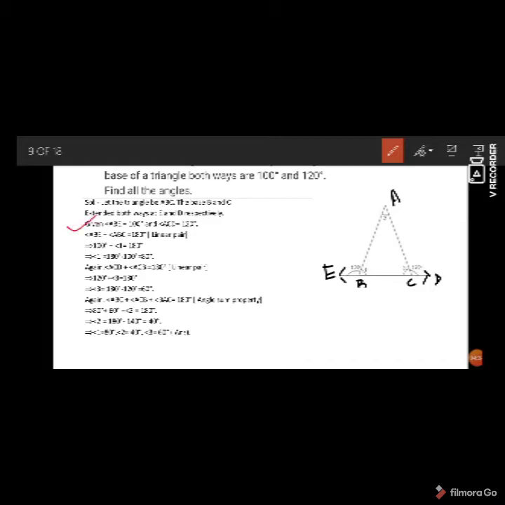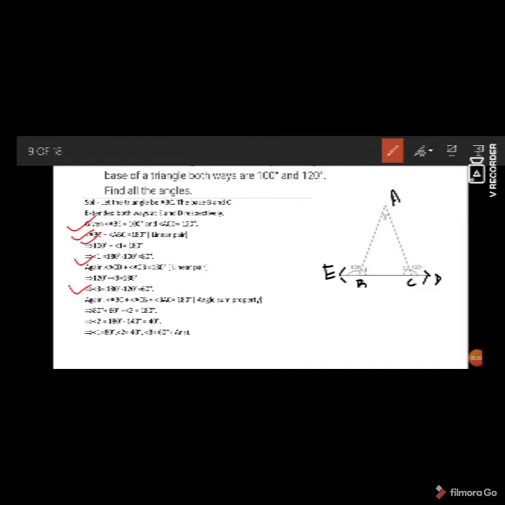ABE is 100 degree and ACD is 120 degree. At the point B, ABE and ABC together is 180 degree. So 100 plus angle 1 is equal to 180 degree. So angle 1 is equal to 80 degree. Now at C, the angle is 180 degree as angle ACB and ACD together will give us 180 as they are in linear pair. So angle 3 is equal to 60 degree.